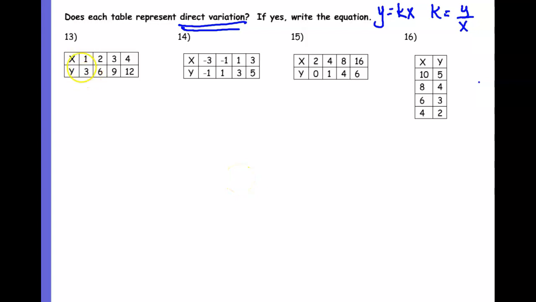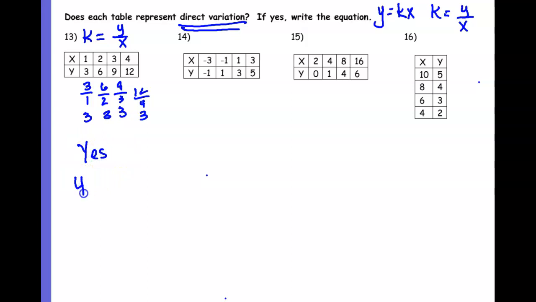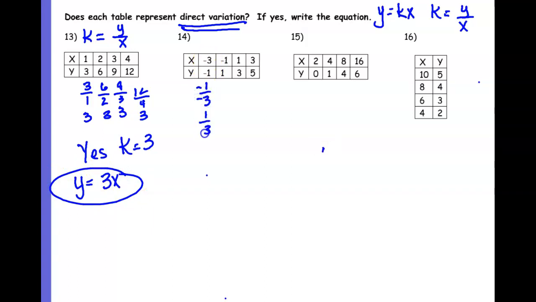Okay, so let's look at this one. So since k is equal to y divided by x, we're going to say 3 divided by 1, that's equal to 3. 6 divided by 2 is 3, 9 divided by 3 is 3, and 12 divided by 4 is 3. Okay, so this would be, yes, it is a direct, so our k would be 3, right, because it's always 3, so y would be equal to 3 times x. There's our direct variation.